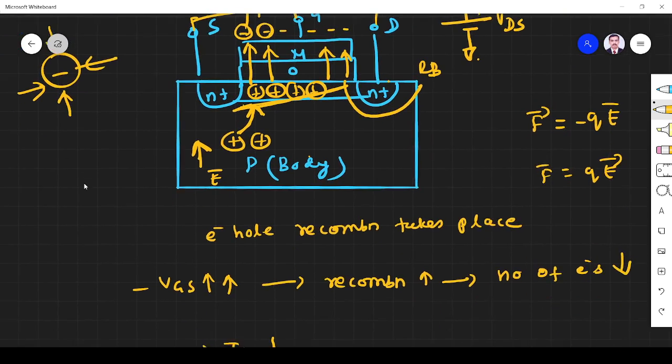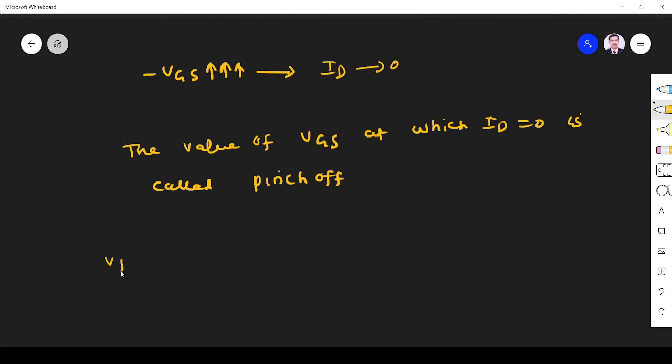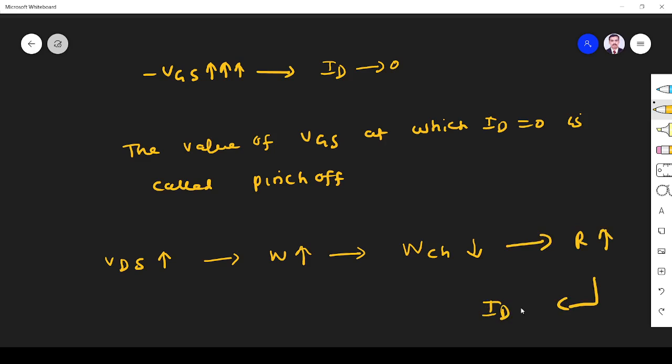That is another important point. When VDS increases, the width of the depletion region increases. Because of this, the channel width reduces from the drain side. Channel width reduces means resistance increases. Resistance increases means the drain current starts decreasing.